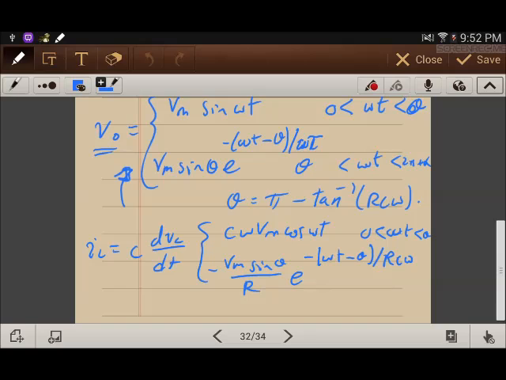This happens on omega t greater than 2 pi plus alpha and less than 2 pi plus theta. And here I can say from theta up to 2 pi plus alpha. And this can be the same as the previous one.